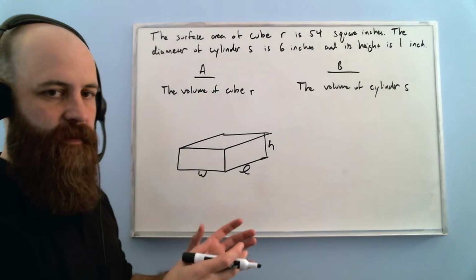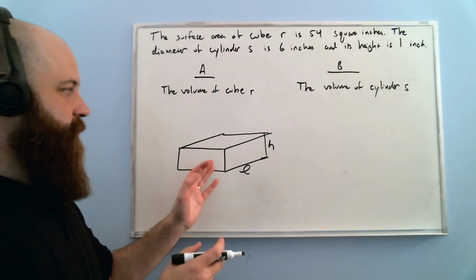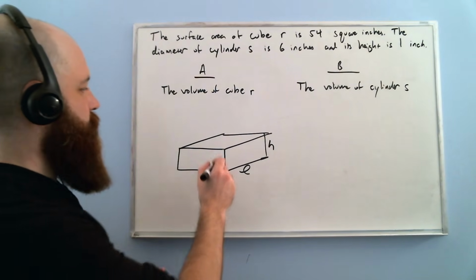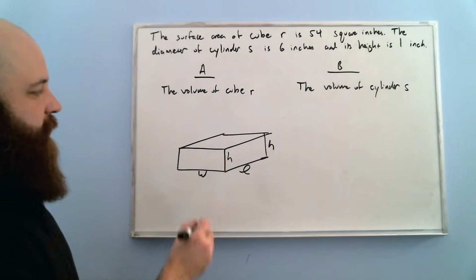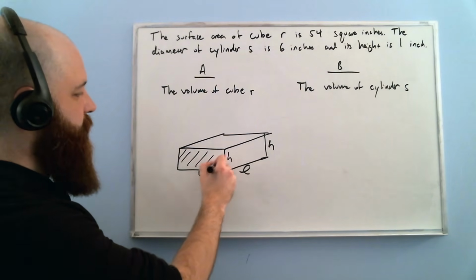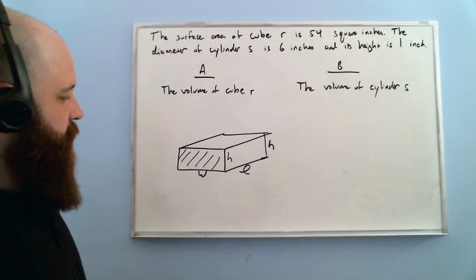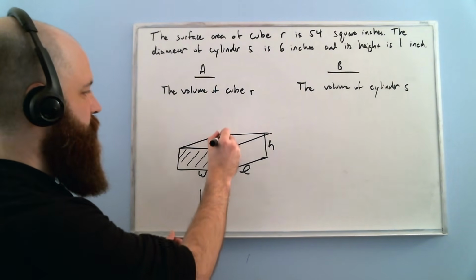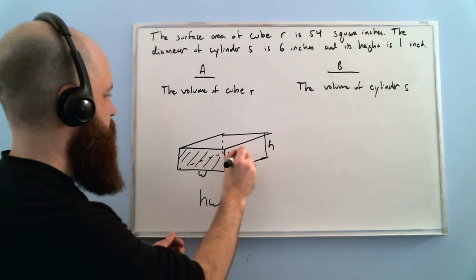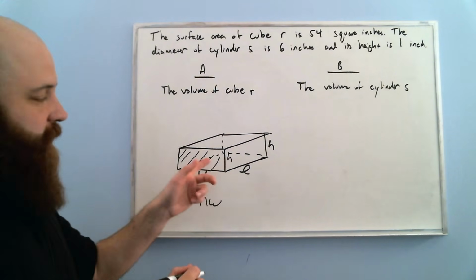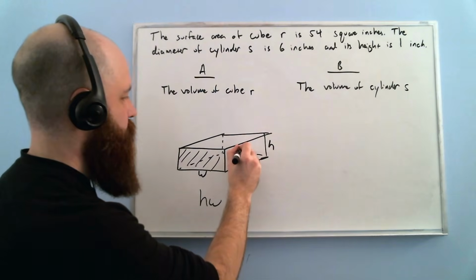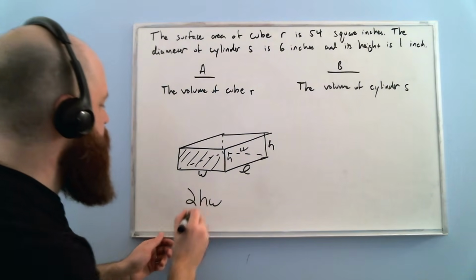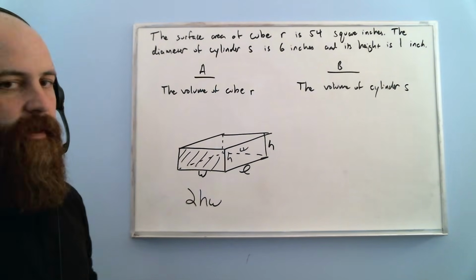Okay, now the surface area is just the area of all the different faces of this rectangular solid. Let's start with the front face. What's the area of this rectangle? Well, width times height gives me the area of that rectangle. Now, this rectangular solid also has a back face, right? A front face and a back face, both with dimensions width times height. So I need 2HW to capture both of those rectangles.